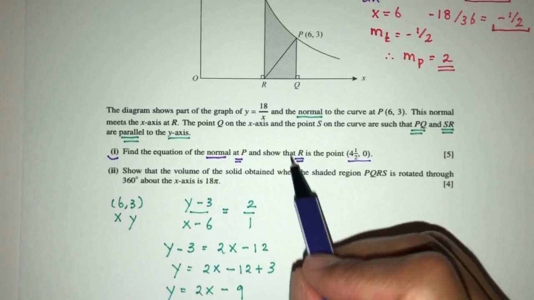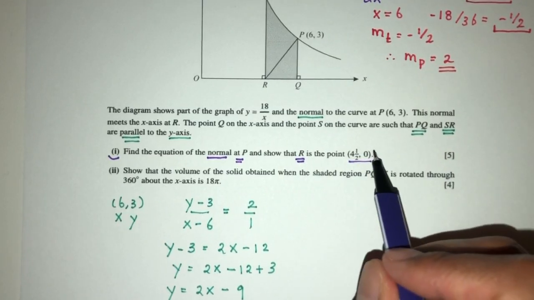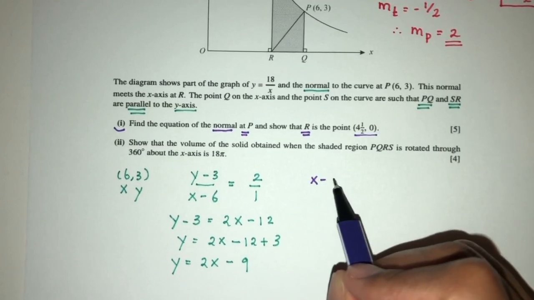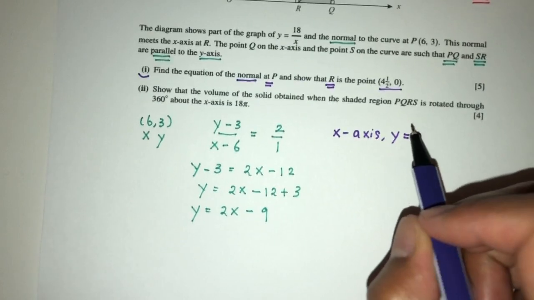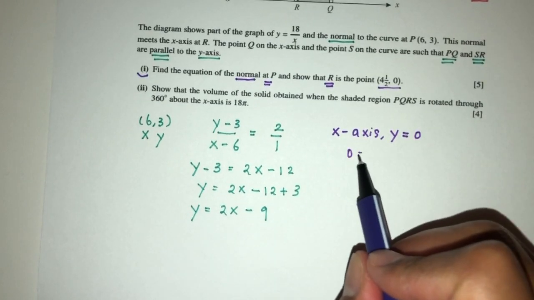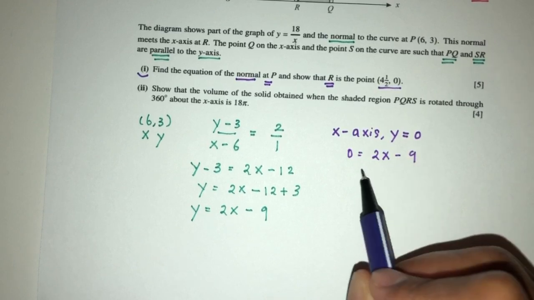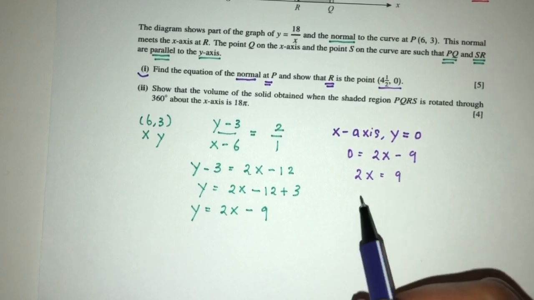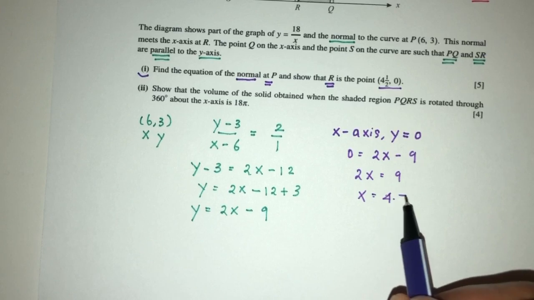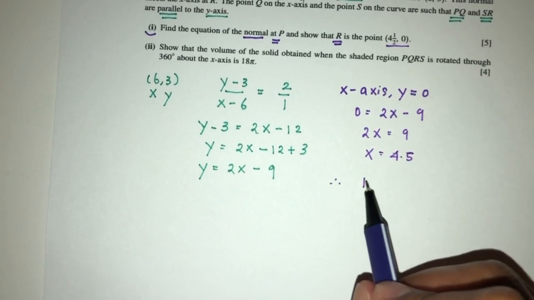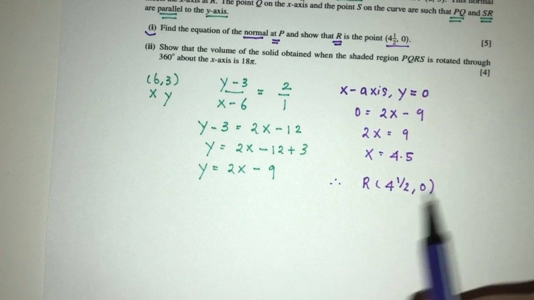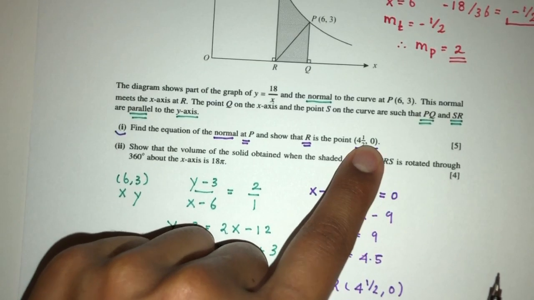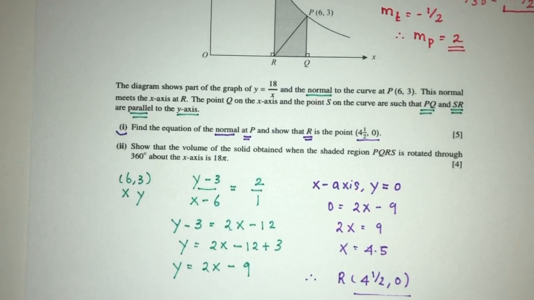Now we have to show the value of R, or the point R is given to you by this. Now the point R is on the x-axis. Now we know that on the x-axis, what do we know? The value of y has to be 0. Replace it back in your equation. You will have 0 is 2x minus 9. So 2x will be the value of 9. So x will be the value of 4.5. So we have shown that the point R will be 4.5, which is (4.5, 0). That will be shown as required as well. That will be part 1 of the question.